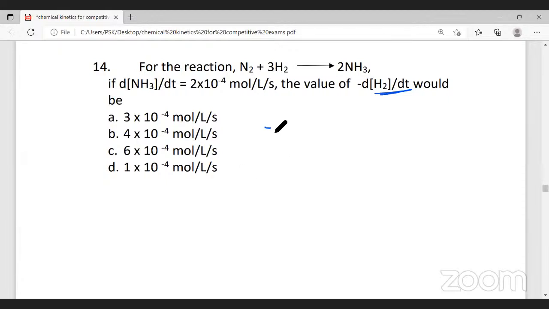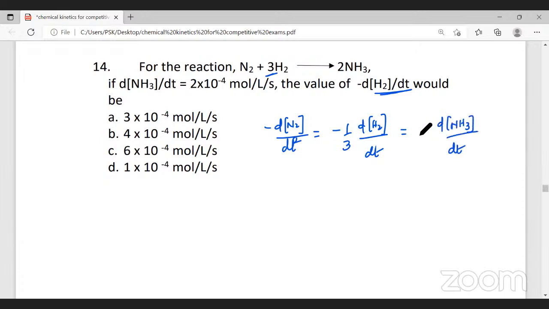Minus change in concentration of nitrogen with respect to time dt will be equal to minus change in concentration of hydrogen with respect to time. Since the coefficient is 3, we have to divide it by 3. Therefore, write it as 1 by 3. Since these two are reactants, we write it as minus sign. And here, ammonia formation, it's a product with respect to time. Since the coefficient is 2, we write it as 1 by 2. And I write it as a plus sign because it's a product form. This is the stoichiometrical rate equation.